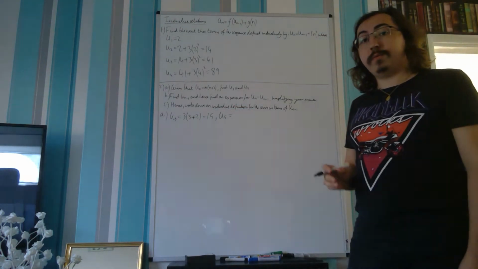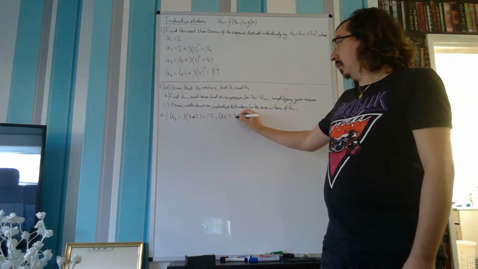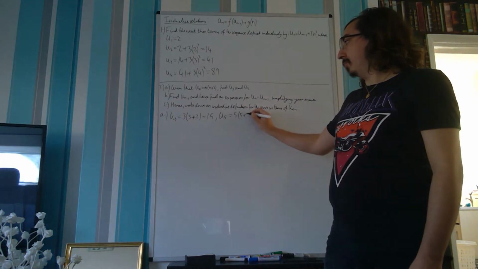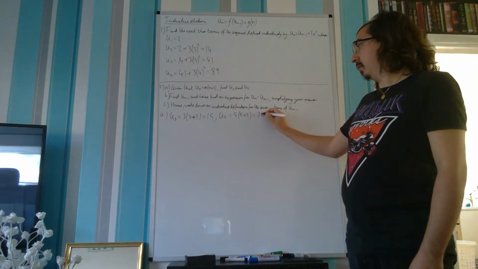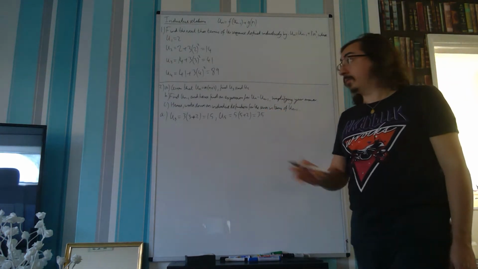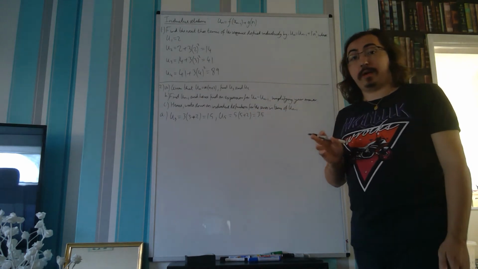Similarly, for u5, n is equal to 5. So you have 5 times 5 plus 2. 5 plus 2 is 7, times 5 is equal to 35. So that's our solution then for part A.